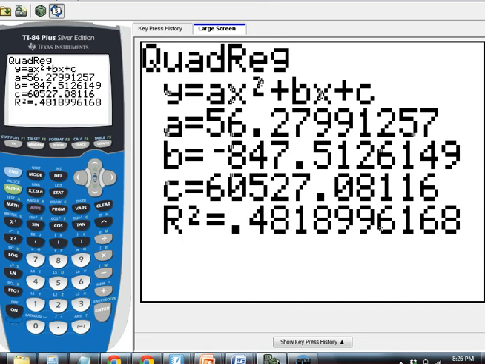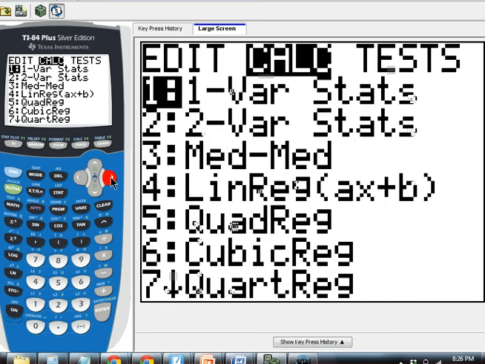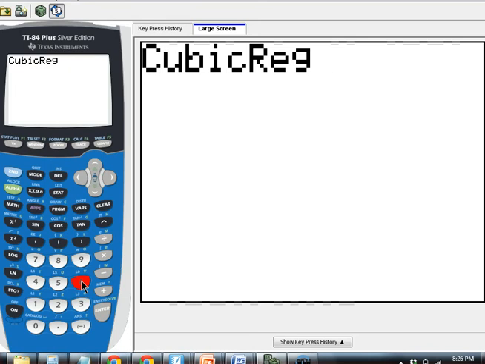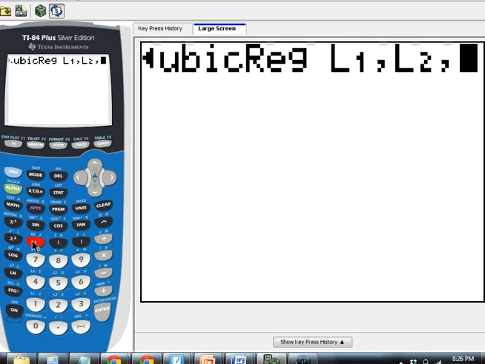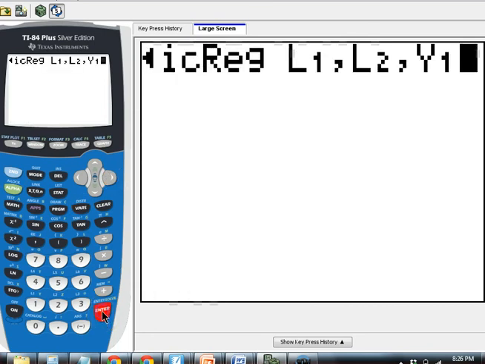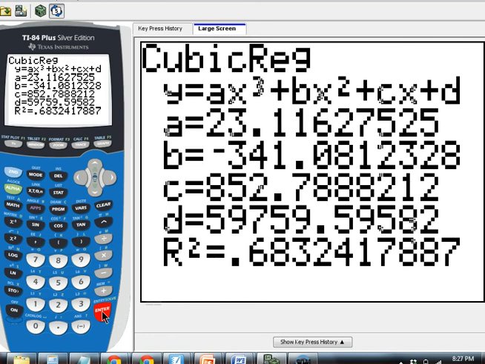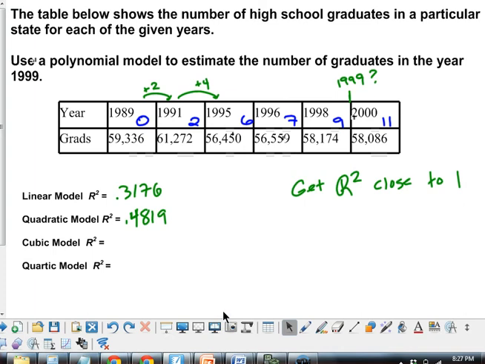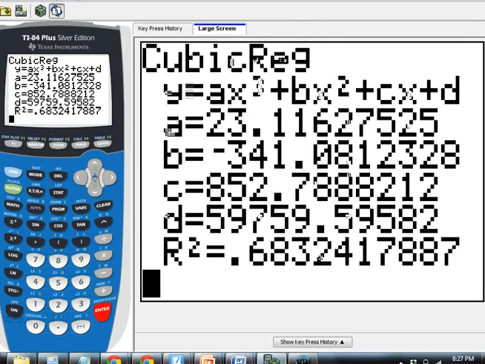We look at the cubic model, and we'll go stat, calc, cubic, which is option 6, and we do the cubic regression for list 1, comma, list 2, comma, y1, and hopefully you're following along with me as I do this. And we see that R squared here is 0.6832 or thereabouts. So let's record that, 0.6832. Getting much better than our previous values, but still, let's see if we can get something better.